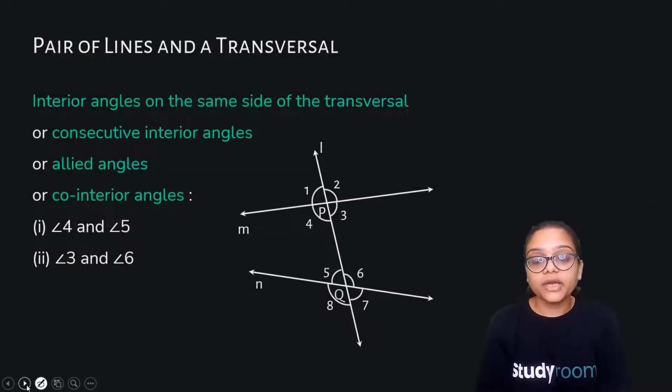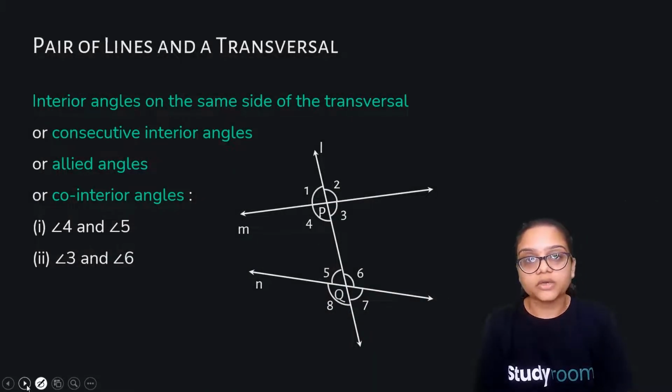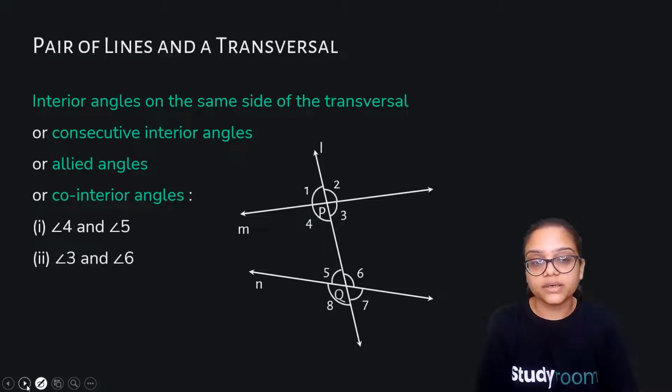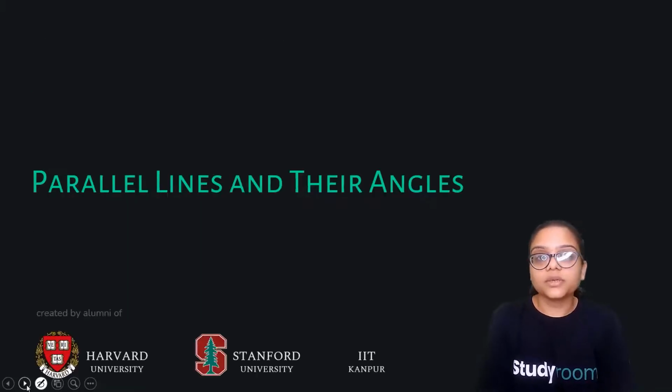So just keep in mind all the definitions which I am telling you right now, because there are various properties based on that. Interior angles on the same side of the transversal are also called consecutive interior angles, allied angles or co-interior angles: 4, 5, 3 and 6. There are various terms being used. Now, after the terminologies, we will arrive at parallel lines and their angles.